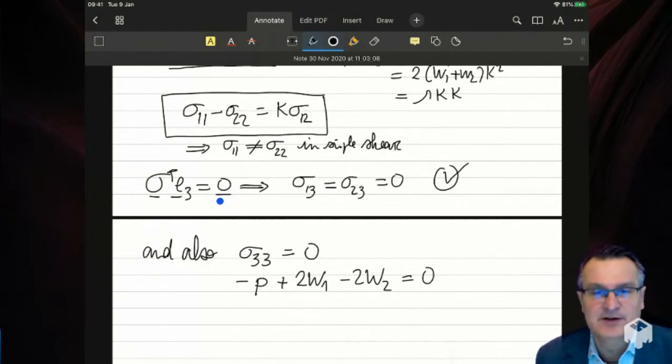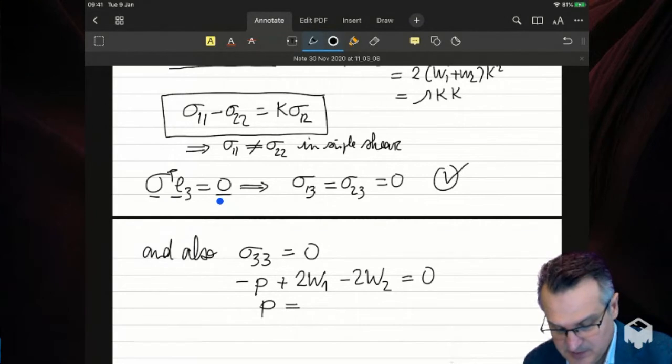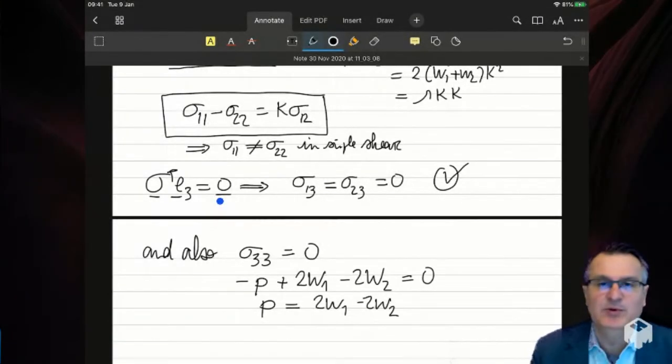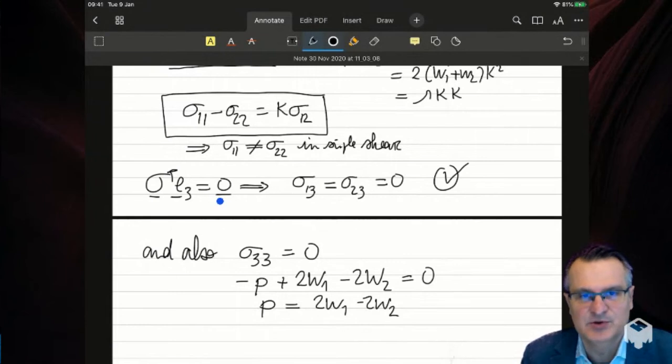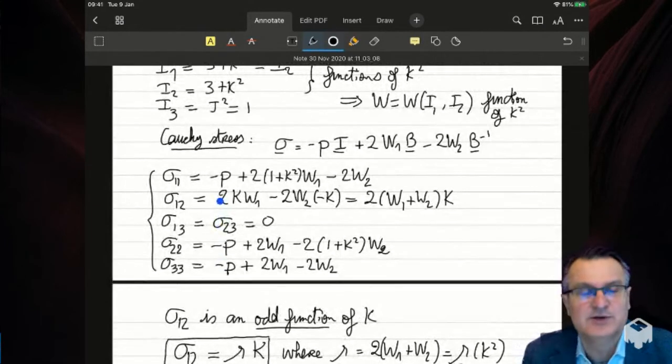And so I'm going to get rid finally of this indeterminate quantity, right? P is going to be 2W1 plus 2W2. Remember, we introduced it because of incompressibility, but I did say we will have to eliminate it or determine it one way or another. Here we have done that through the boundary condition, saying that there's no stress on that phase. So if P is this, then I can substitute into the expression for sigma 1,1 and sigma 2,2.